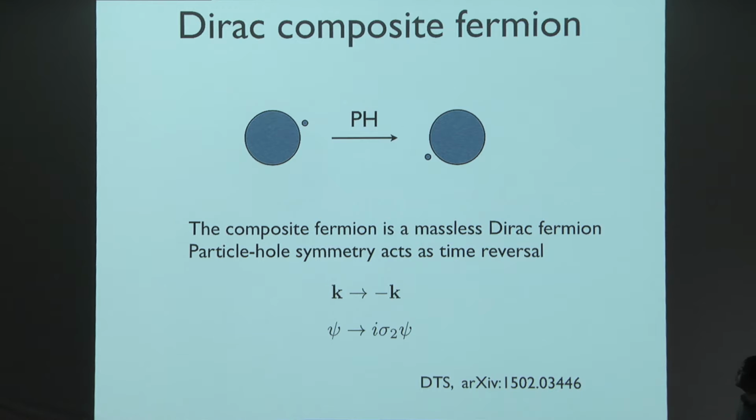So the idea is that the composite fermion is a massless Dirac fermion in 2 + 1 dimensions, and particle-hole symmetry acts as time reversal for this composite fermion, mapping a quasi-particle with momentum k into another quasi-particle with momentum minus k in a certain Dirac basis. Psi would map to, for example, i sigma 2 times psi, with the sign of time reversal. It's an antilinear operator.